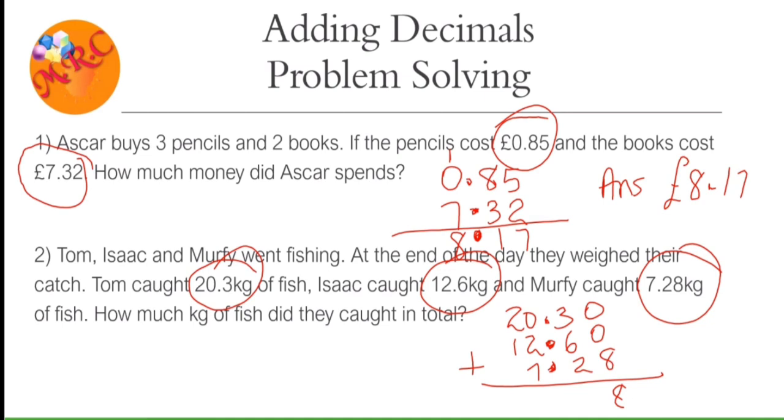Our 2 plus 6 plus 3, and that would give us 2 plus 6 is 8 plus 3 is 11. Carry our 1 over, put our decimal point here, and then we're adding our 1 plus 2 plus 7, which is 10. There's 0 there, carry 1 there, and 1 plus 2 plus 2, which is 4. Alright, so in total they caught 40.18 kg of fish. Good, let's continue.